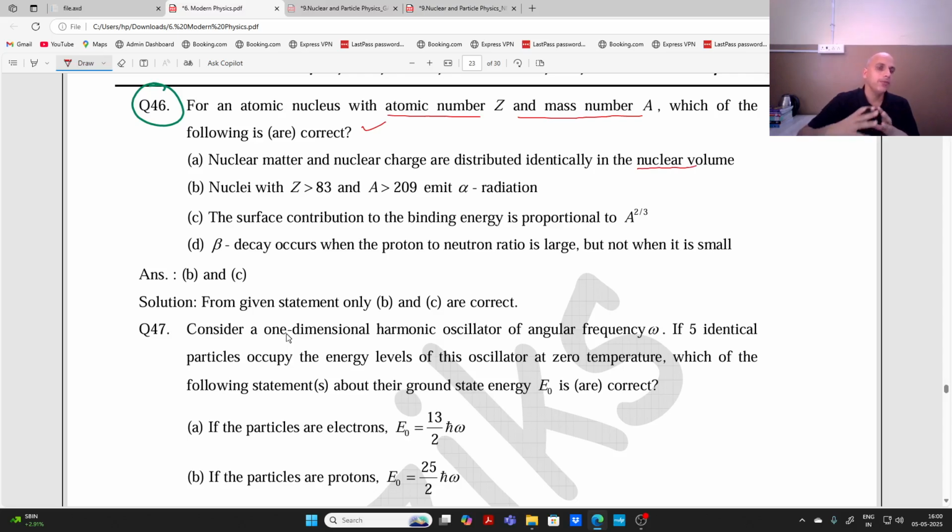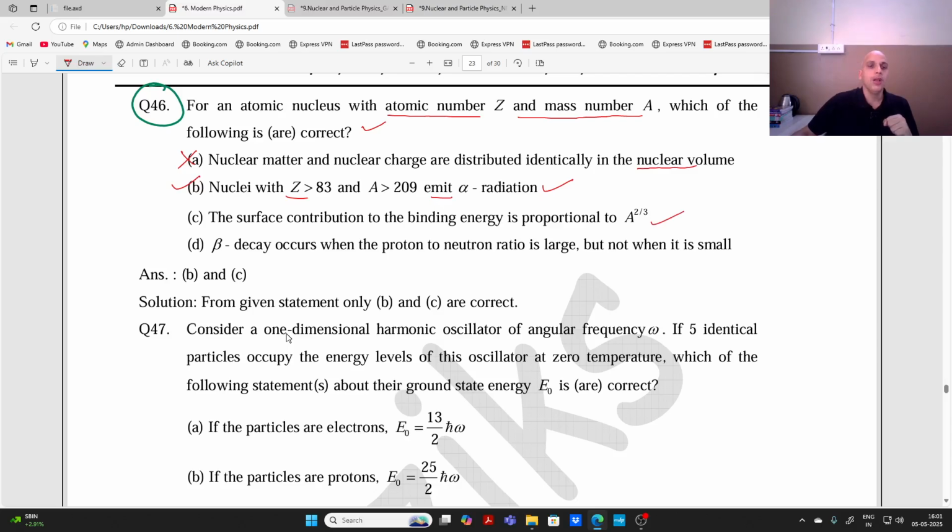We know that the nucleus possesses a quadrupole moment. We have seen in that case, and in some cases the distribution is not symmetrical. In some cases it is symmetrical, but we can't say that it is distributed identically. So this option is not correct. The next option says nuclei with Z greater than this and A greater than this are stable. It is correct, we know very well. Although I will cover this topic in nuclear radioactivity, we have to accept here that this is true. The surface contribution of binding energy is proportional to this.